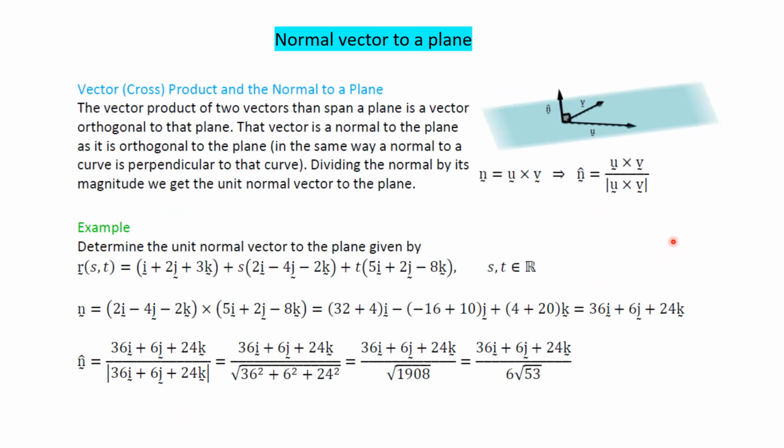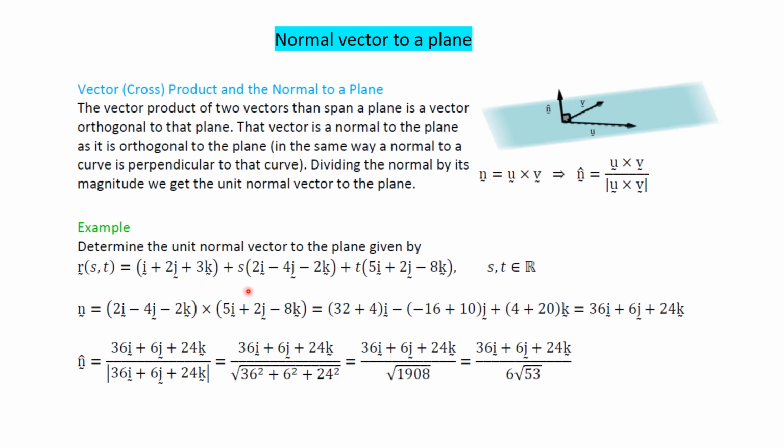Okay, so normal vector to a plane. If you have two direction vectors on the plane, we call them U and V. To find the normal vector, you take the cross product between U and V. And if you need to find the unit vector, then you just divide it by the magnitude of the cross product between U and V.